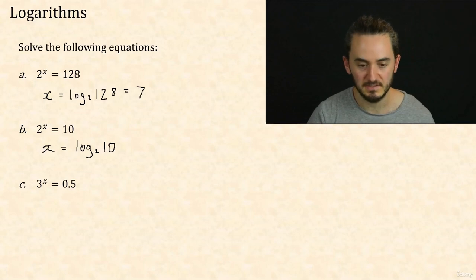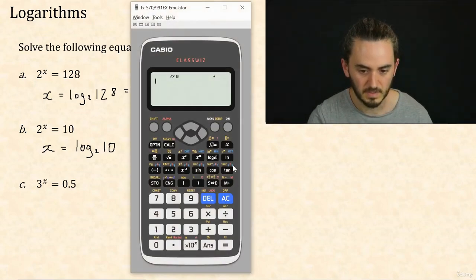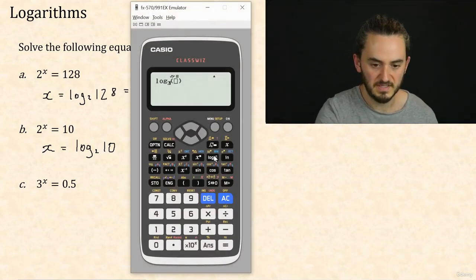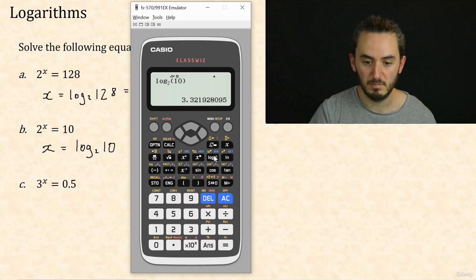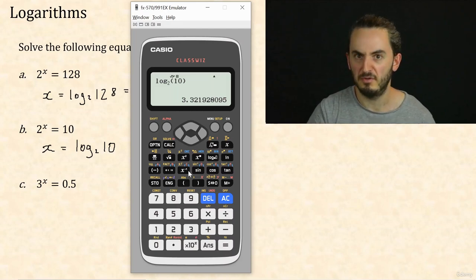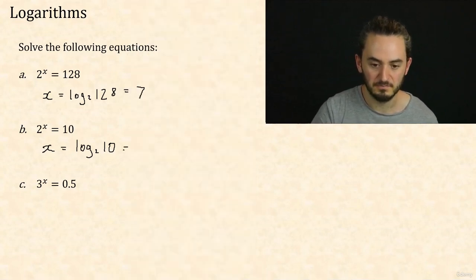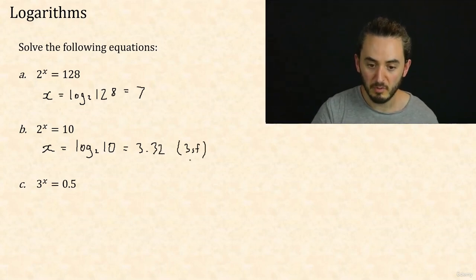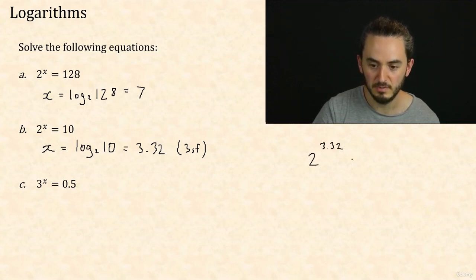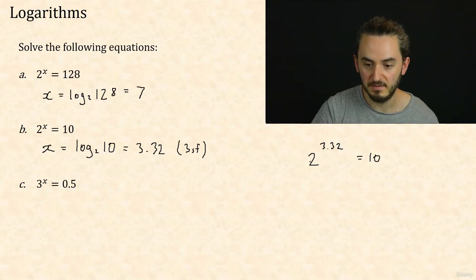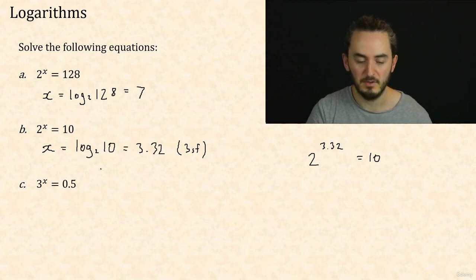Let's use the calculator to figure that out. So I go log base 2 of 10, and just as I thought, it's somewhere between 3 and 4, but it's 3.32 if I'm doing 3 significant figures. Now, remember what that means. That means that 2 to the power of 3.32, roughly, is 10. So that's the meaning of this kind of logarithm here.